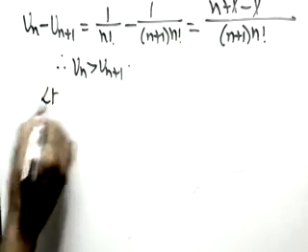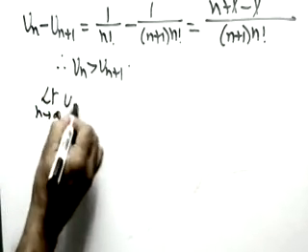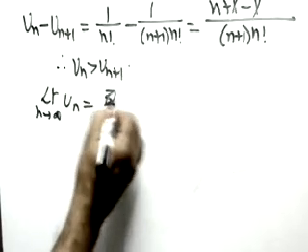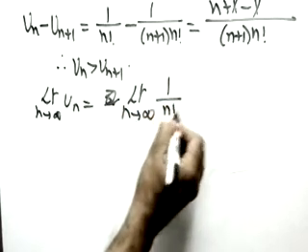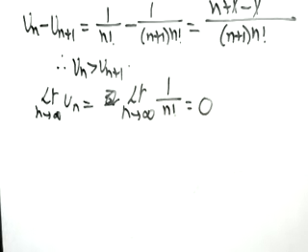Now the next step is we have to find the limit. So limit n tends to infinity of u_n equals limit n tends to infinity of 1 by n factorial. Infinity factorial will be infinity, and 1 by infinity is 0. Therefore, both conditions are satisfied. Therefore, we say by the Leibniz test, the series is convergent.